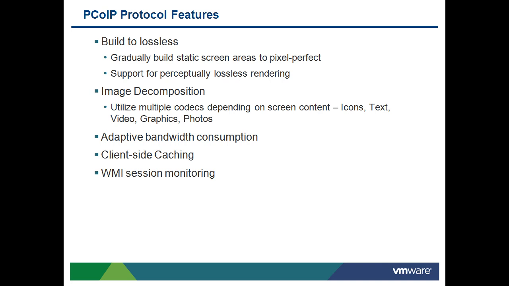But for now, just understand that PCoIP analyzes the content on screen and then applies the optimal codec for the specific content found in any given region. So it encodes and compresses text one way, video another way, icons another way, photographic images yet another way, and it'll choose the most optimal codec for each of those types.